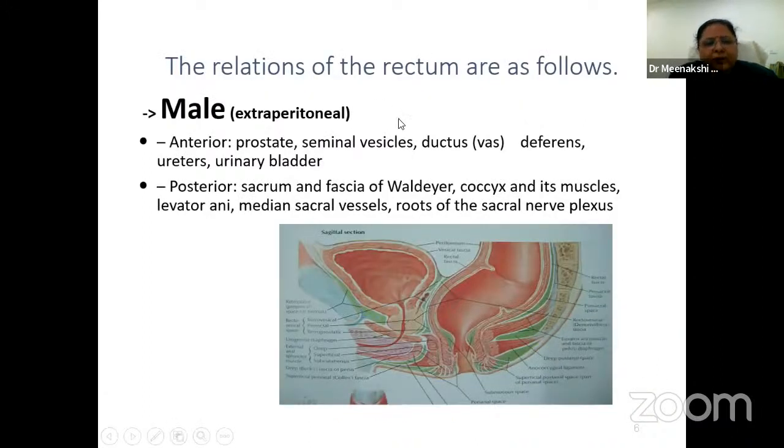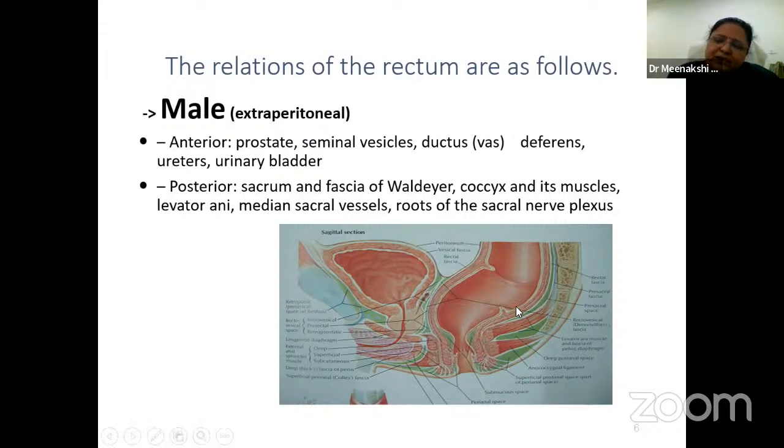Now, as we have seen, what are the relationships of the rectum in case of male? Anteriorly, you will get the prostate gland, then seminal vesicles, vas deferens, ureters, and urinary bladder. And posteriorly, very important is the sacrum and the fascia of Waldeyer, coccyx and its muscles, then levator ani muscles, median sacral vessels, and the roots of the sacral nerve plexus.